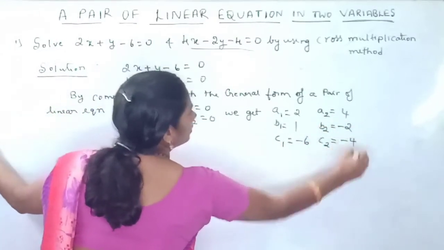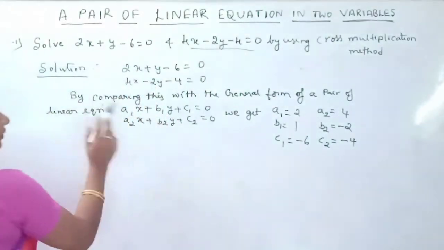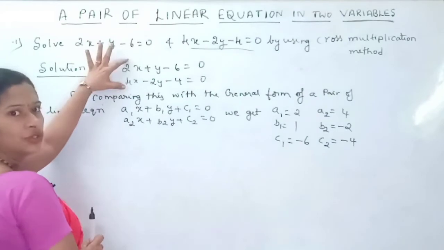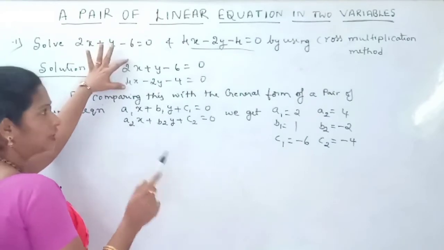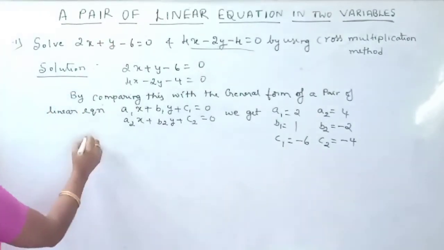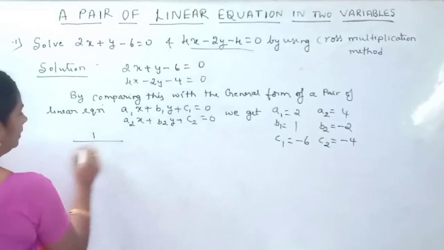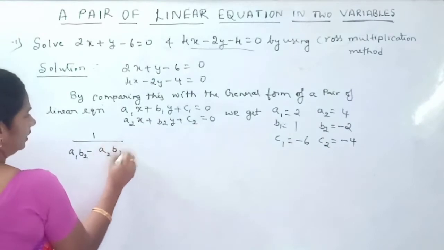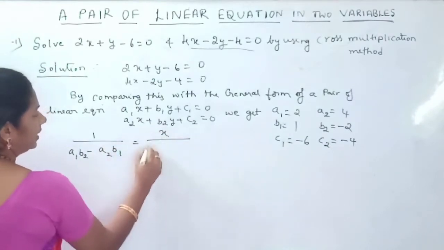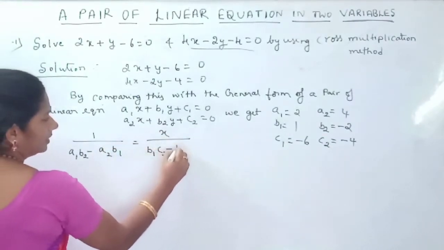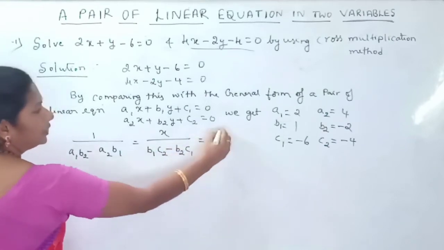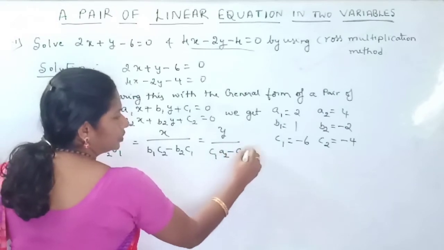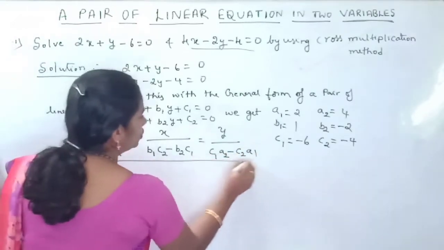Now we can find the solution of this pair of linear equations in two variables by cross multiplication method. The solution you can write like this: 1 by A1 B2 minus A2 B1 equal to x divided by B1 C2 minus B2 C1 equal to y divided by C1 A2 minus C2 A1. This is a solution, children.